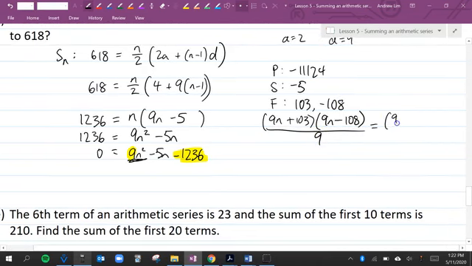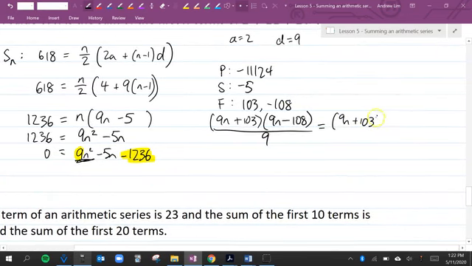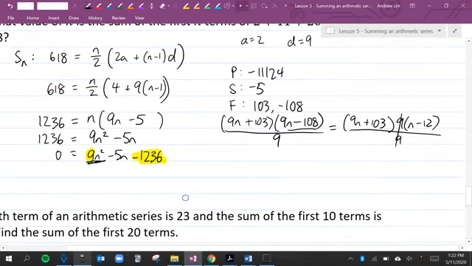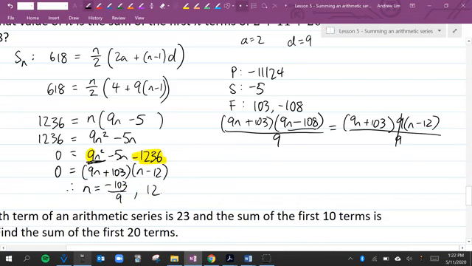This becomes 9n plus 103. I'm going to factorize out a 9 from this one. That leaves me with n minus 12, all over 9, and they cancel each other out. So 0 is equal to 9n plus 103 times n minus 12. And using the null factor law, we therefore know that n is equal to negative 103 over 9 or positive 12. But we can't have a negative term, as in n can't be negative. Therefore, it has to be 12, or 12 terms.